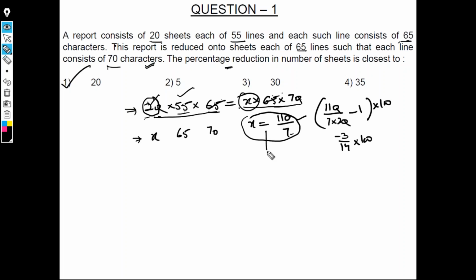So Shivani, once you got the value of x are the number of sheets, right? x are the new number of sheets. Earlier the number of sheets were 20. Now they are 110 by 7. So percentage change is final upon initial minus 1 into 100. So this is my final value. That is my initial value. Good, good, good.